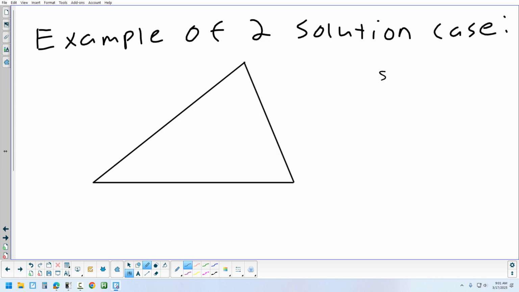So remember, this is side-side angle. What I'm going to do is show you, using that, how you can draw another triangle that has two sides and an angle exactly the same, but the triangle looks different. Okay? Can't do this with any other case we've learned. This is the only one.